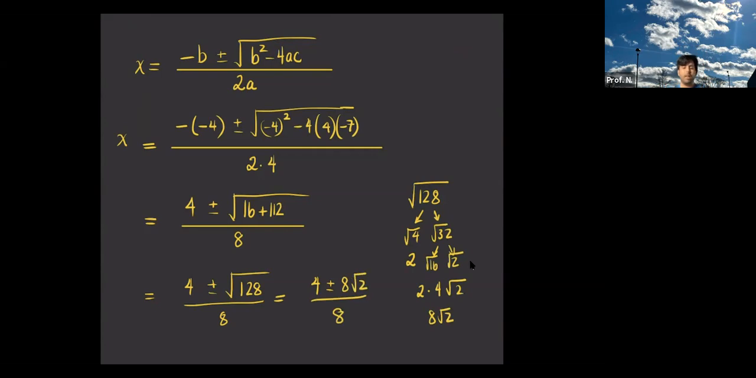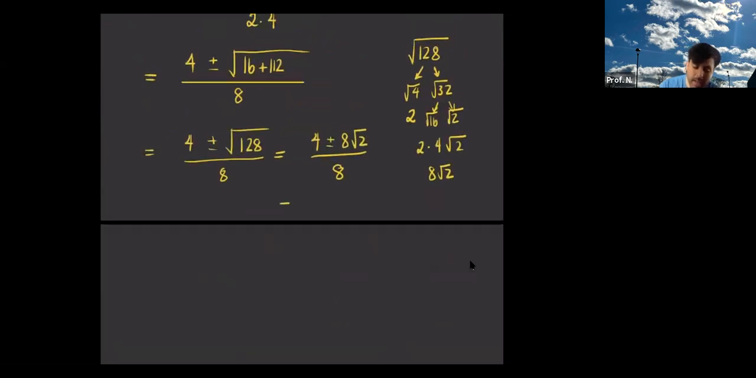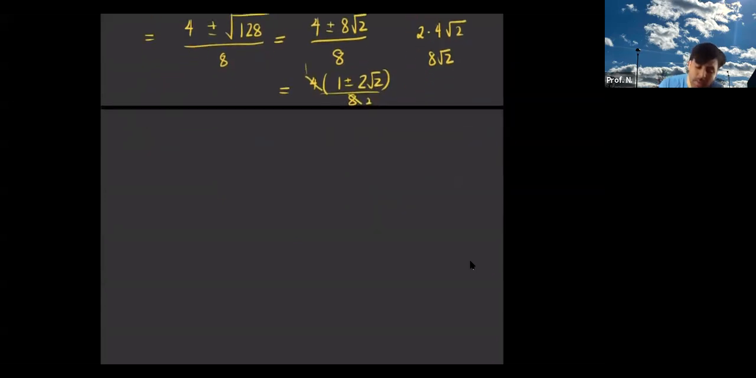Okay? And then what do I notice? I notice that I can factor a common factor in the numerator. I can factor a 4 out of the numerator. I get 1 plus or minus 2 rad 2 divided by 8. And now the 4 and the 8 can be canceled. This becomes 2. So my answer becomes 1 plus or minus 2 rad 2 all over 2.